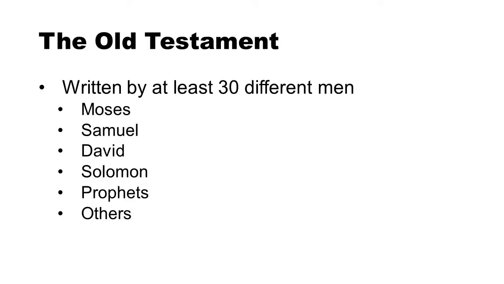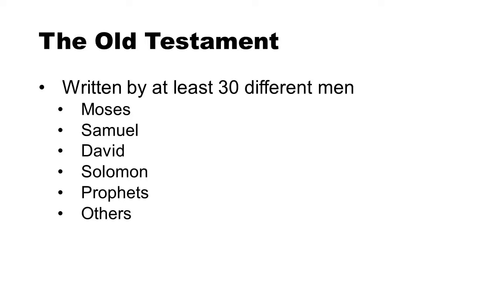Now, just some basic information about the Old Testament. It was written by at least 30 different men. Now, a lot of these men are the writing prophets that you find in the latter portion of the Old Testament. Some of them are men that write just a small section like we saw in the book of Psalms. There are men that are attributed with just one psalm or a handful of psalms, and so they are authors or contributors to the Old Testament.